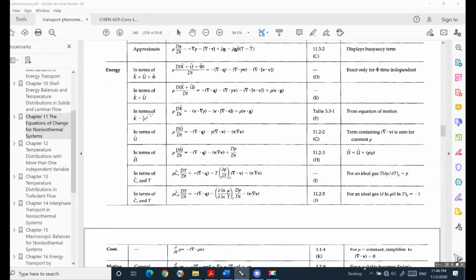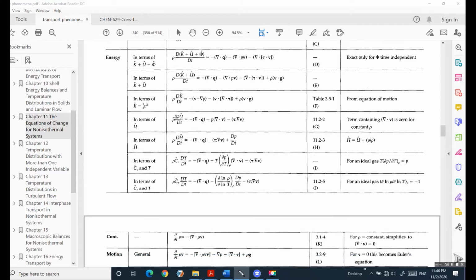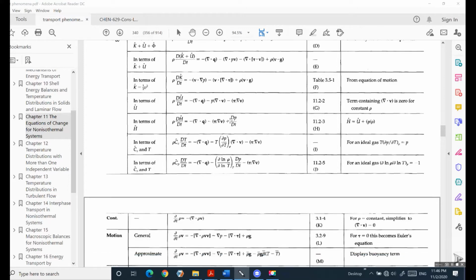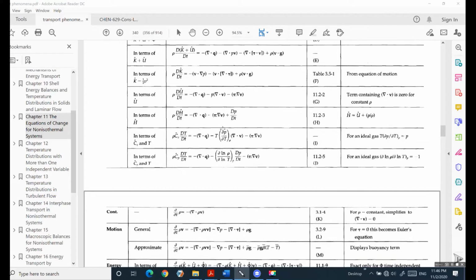But another form in terms of the kinetic energy, we can write this form from the equation of motion. This is the mechanical energy equation. In terms of U, the thermal energy equation is going to be this. In terms of energy, instead of the U, we can write it by the enthalpy. It's going to be this equation.